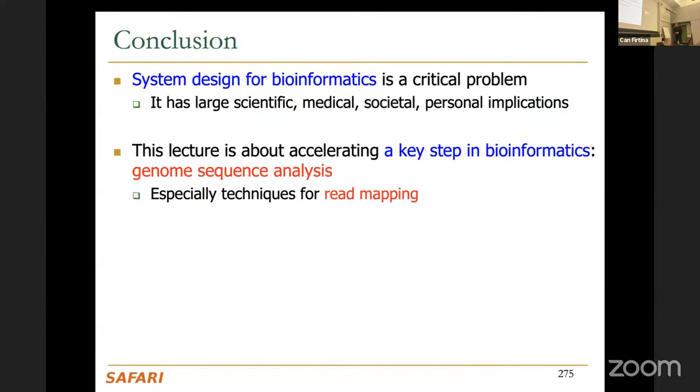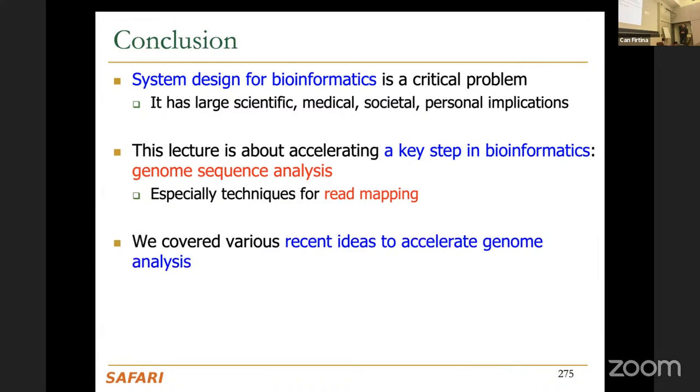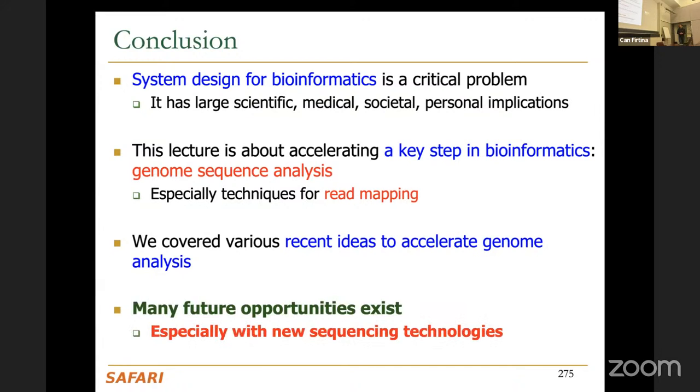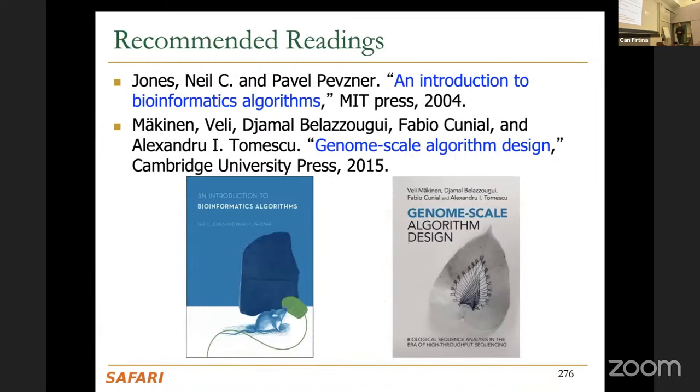So, to conclude, system design for bioinformatics is a critical problem. It has many essential implications. This lecture was about accelerating a key step in bioinformatics, mostly genome sequence analysis, especially techniques for read mapping. We also covered various ideas to accelerate genome analysis. And of course, many future opportunities exist to solve more important problems, especially with new sequencing technologies and new applications and use cases.